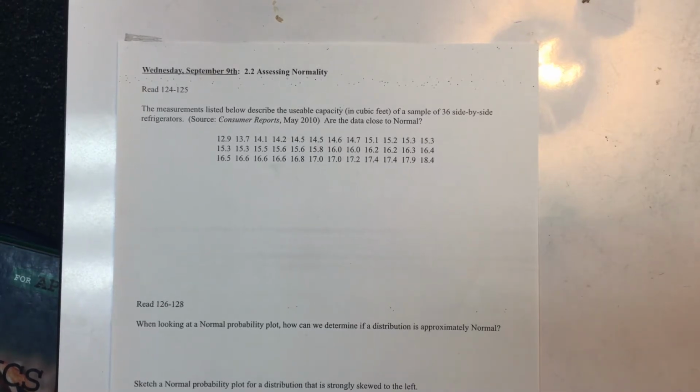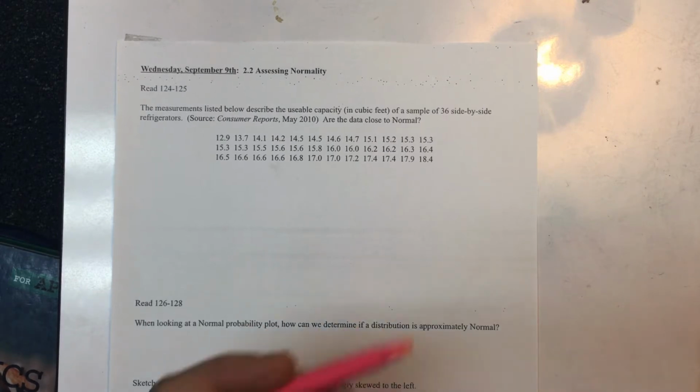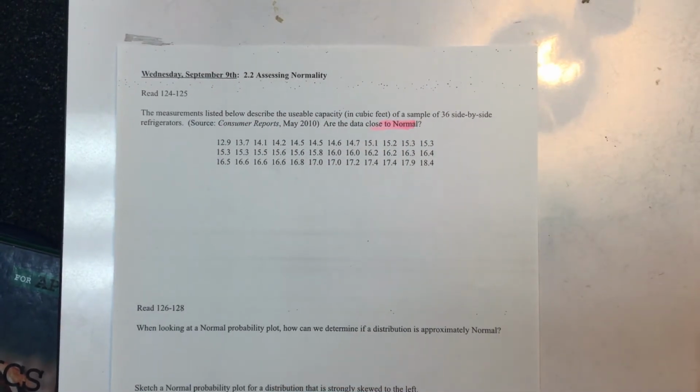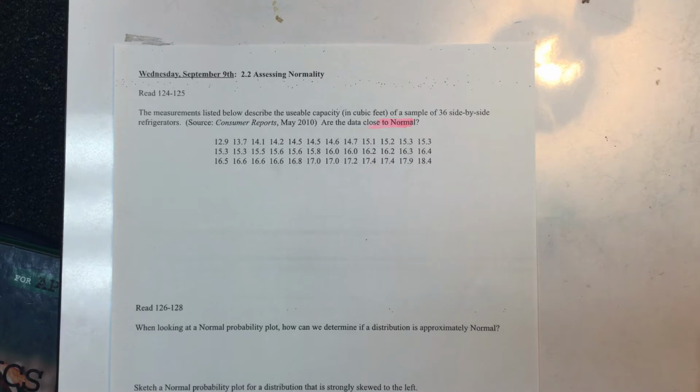Let's look at the idea of assessing normality. In other words, the question is, is the data close to normal? Because remember, if it's normal, we can use x bar and standard deviation. If it's not normal, we have to use our box plots and the 5-number summary. So knowing which one we're dealing with is a crucial piece of statistics. And for most of the things that we're going to be doing, we want normal distributions.